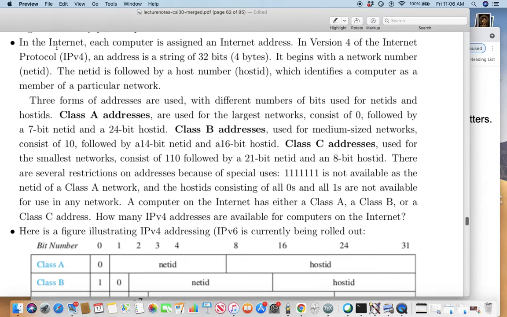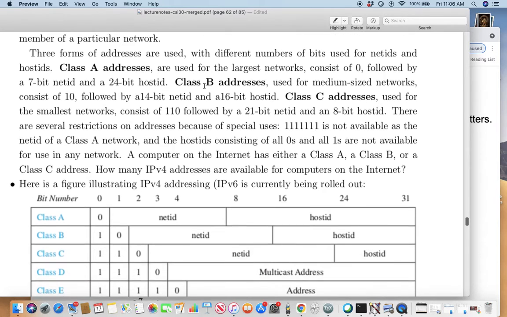In the internet, each computer is assigned an internet address. In version 4 of the Internet Protocol, IP version 4, an address is a string of 32 bits. 32 bits is 4 bytes. It begins with a network number, that is a net ID, and the net ID is followed by a host number, which is a host ID, which identifies a computer as a member of a particular network.